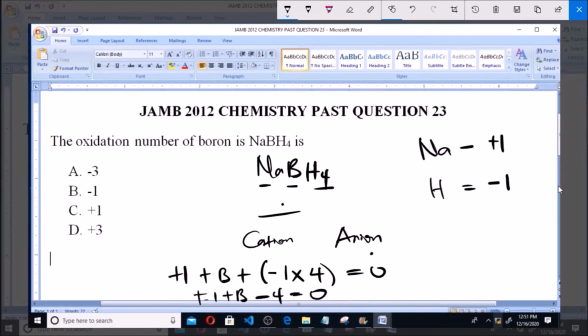Now from here, plus 1 minus 4 will give us minus 3. So B plus minus 3 is equal to 0. Taking this minus 3 to the other side, we have B is equal to plus 3. So the oxidation number of boron in this compound is plus 3, which is option D.